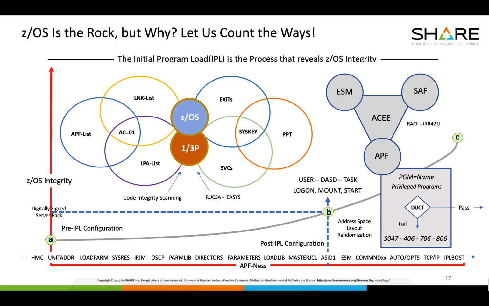We have to have a final determiner. We have to have someone who says, okay, yeah, I know all that. I know what all these settings are. I've tracked all of this. You're about to execute a job, you've got to come through me. And I'm the dispatchable unit control table, often referred to as the duck. And if you can't get through me, if you're not APF authorized, if you are APF authorized and you're not coming from an APF authorized library, you're not getting through me. If you don't have the appropriate authority to execute that program, you're not coming through me.